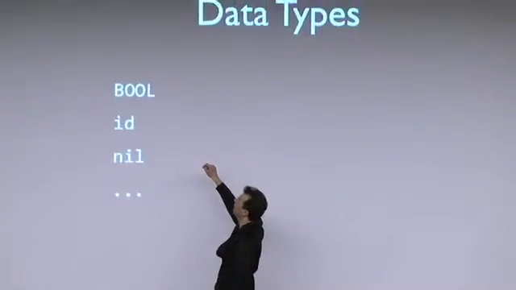So BOOL. Back in the day, true, false was apparently not the obvious decision. So YES and NO are the two Boolean values in Objective-C. Capital Y-E-S, capital N-O represent true and false, 1 and 0 respectively. And the data type with which you declare such variables is all caps BOOL.